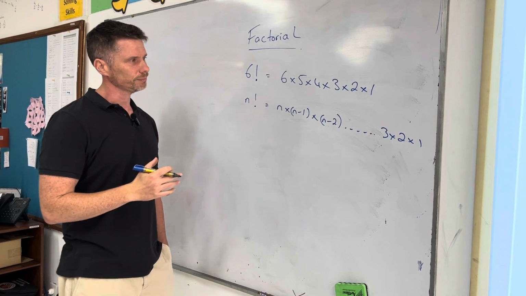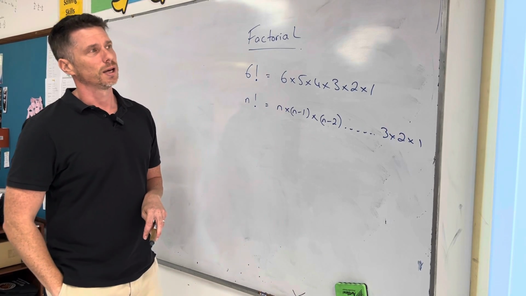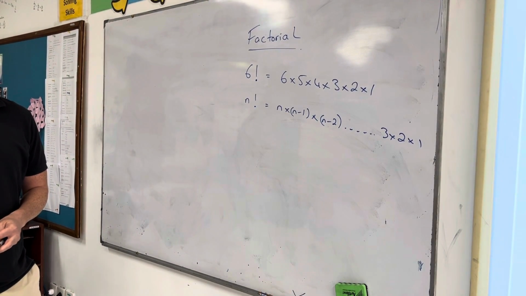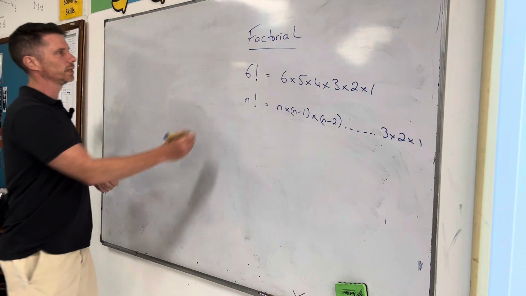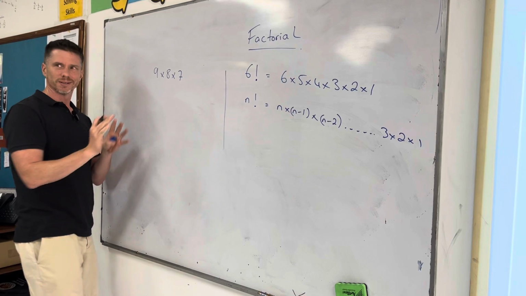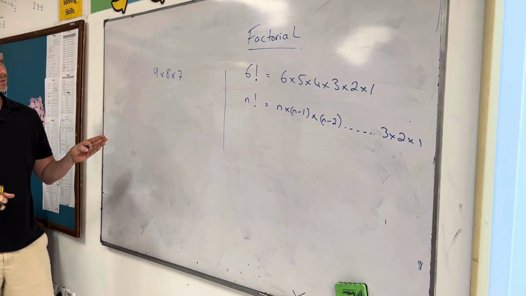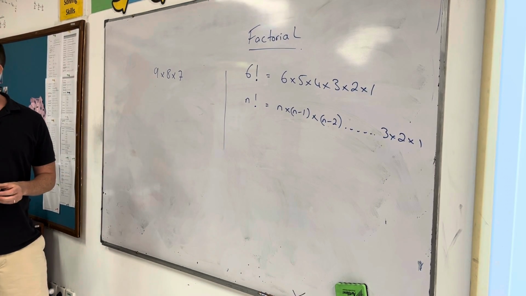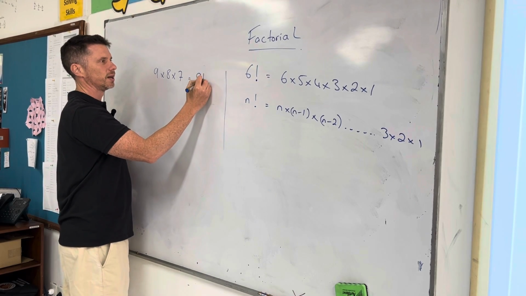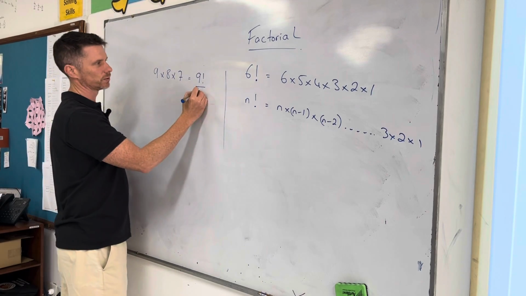So we need to be able to manipulate it slightly. This is the definition again. So can we express something like 9 times 8 times 7 in factorial form? Probably can. Yeah, you can. And it'll make sense as soon as I do it. I'm going to say that that is 9 factorial divided by what? 6 factorial? 6 factorial, yes.